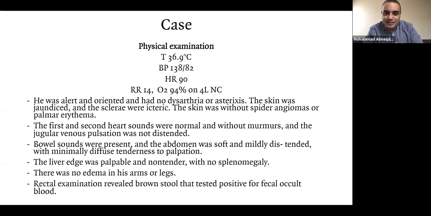So this is his physical exam. His temperature is fine, his blood pressure is 138/82, and his heart rate is 90. He's breathing at 14 breaths a minute, but he's saturating 94% on 4 liters. He was alert and oriented without asterixis, and his skin was jaundiced, with icteric sclerae, and there were no spider angiomas or palmar erythema, which means there are no signs of chronic liver disease at least. The rest of the exam is pretty normal, apart from mild distension of the abdomen with minimal diffuse tenderness to palpation.